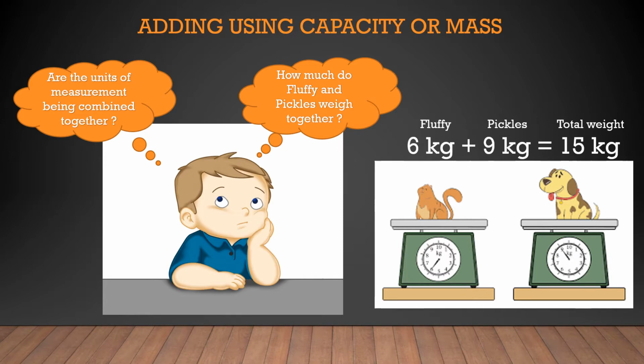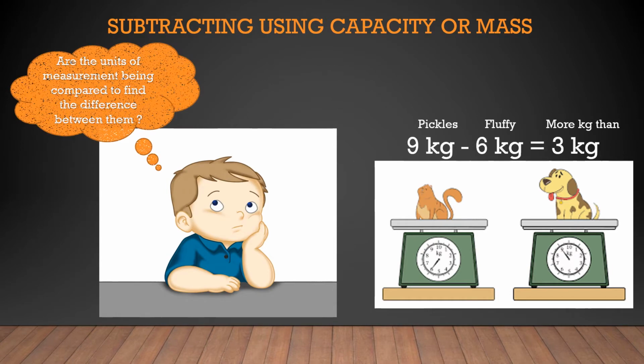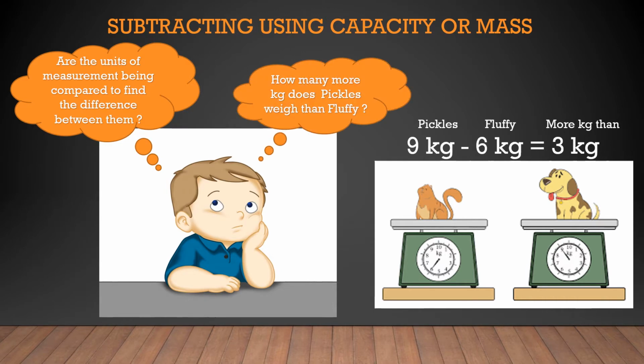But what if we want to subtract their weight from one another and find the difference between the 2? We might ask ourselves, are the units of measurement being compared to find the difference between them? For example, how many more kilograms does Pickles weigh than Fluffy? That would be an example of a word problem that has to do with subtraction.